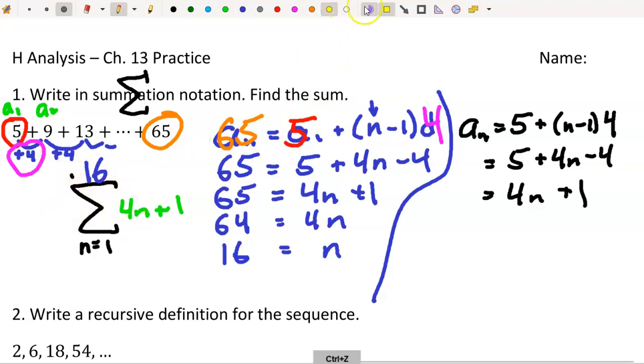Oop, that didn't work. That's what I was going for.